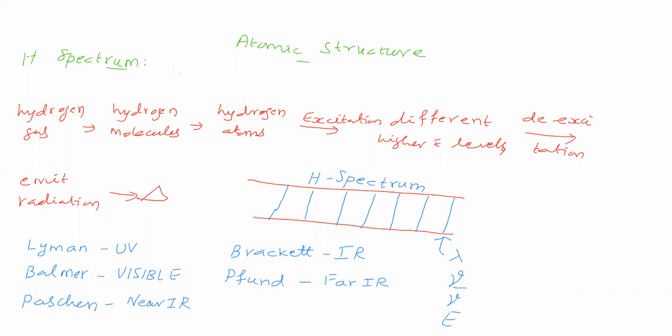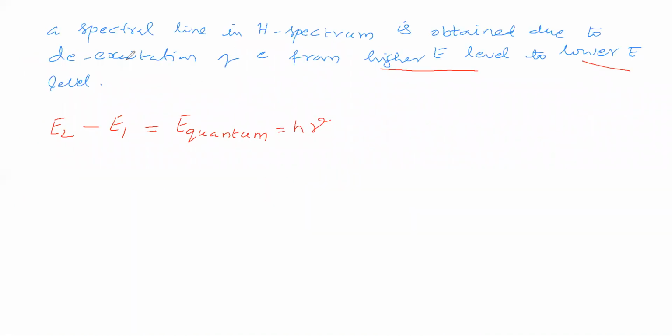Okay. Now we will take this point. What do you see in this point? Niels Bohr thought a spectral line in the hydrogen spectrum is obtained due to de-excitation of an electron from a higher energy level to a lower energy level. The sentence is in singular form in order to understand easily. That's all. But actually, the hydrogen spectrum contains infinitely many spectral lines.